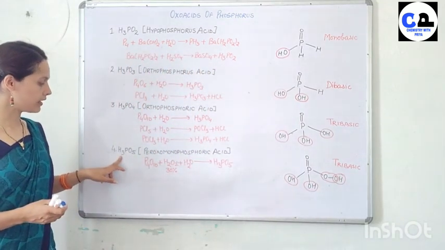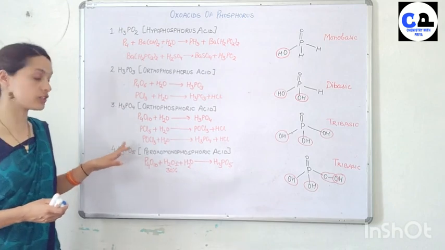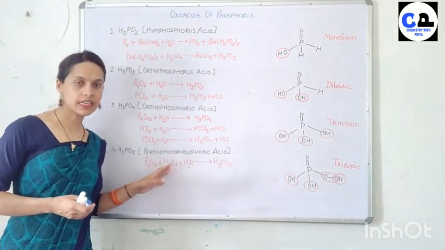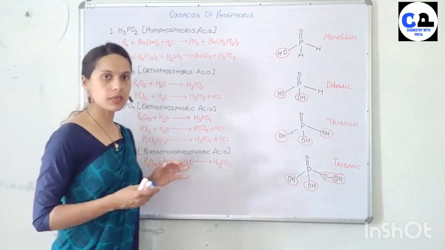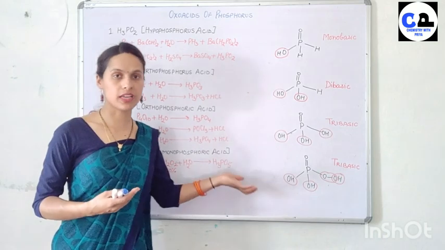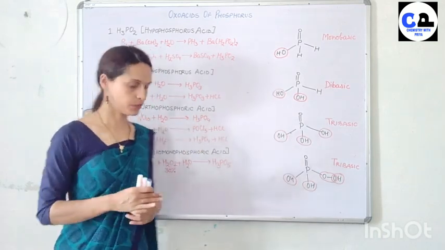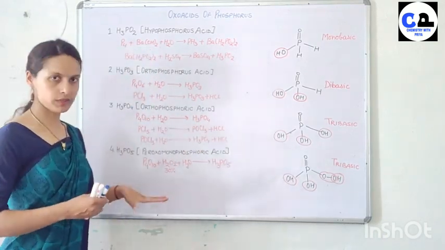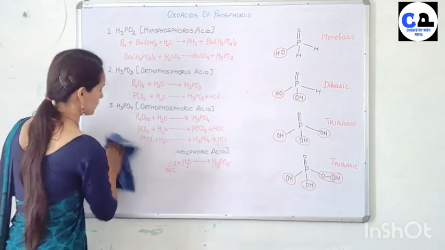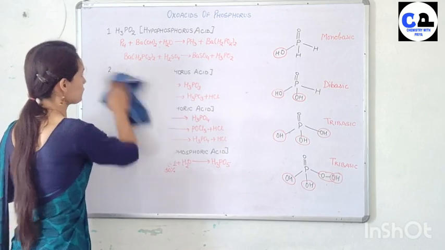So we can prepare H3PO5, that is peroxomonophosphoric acid, by treating P4O10 with 30% hydrogen peroxide aqueous solution. So these are 4. Now we have to study 5 more.